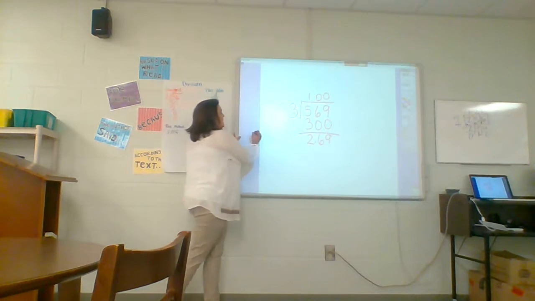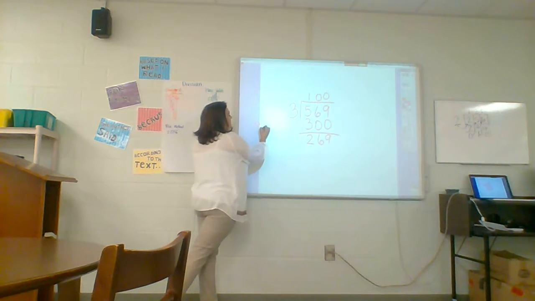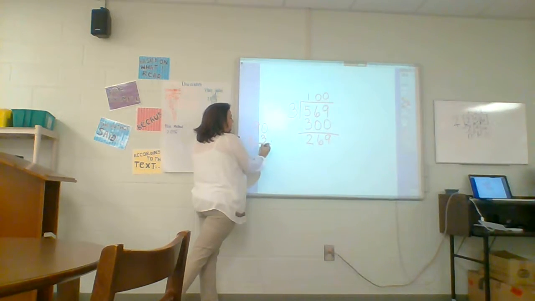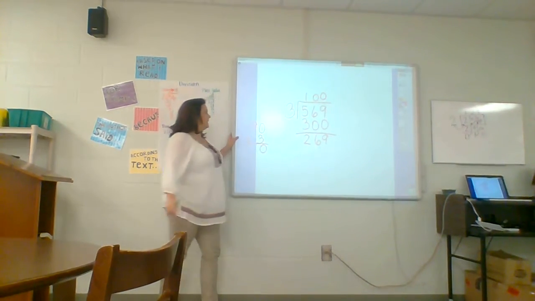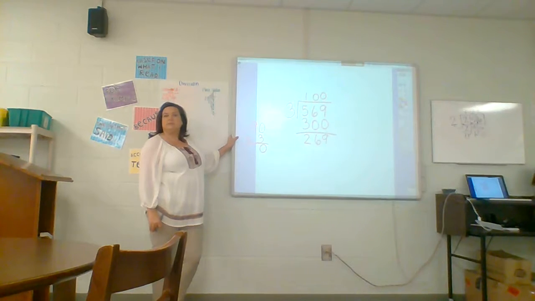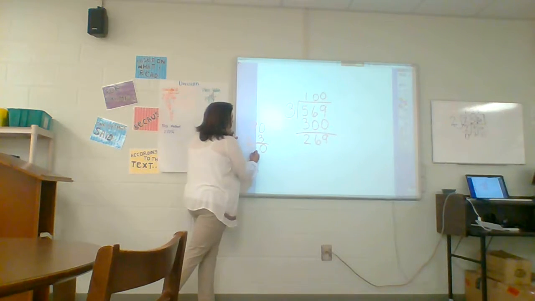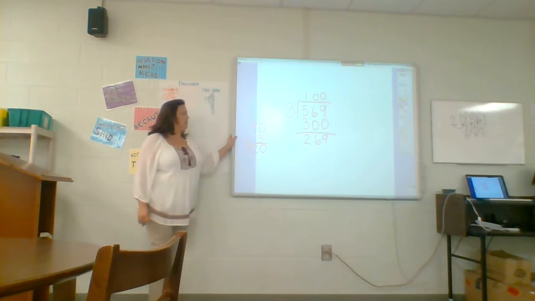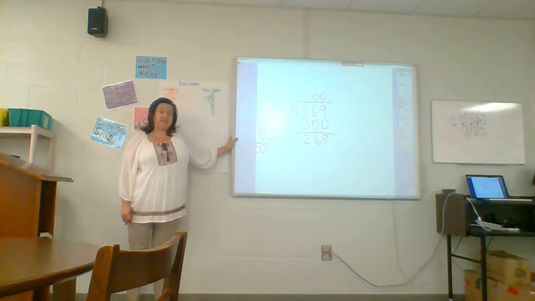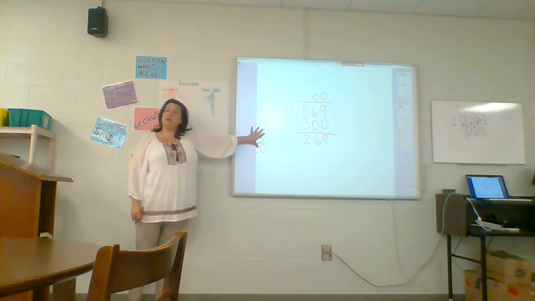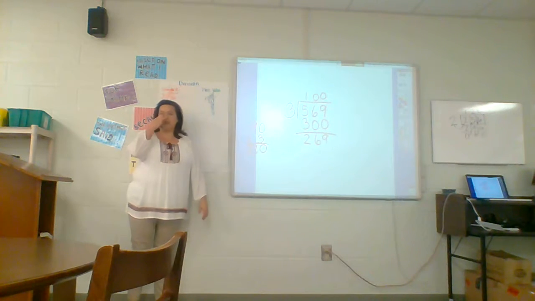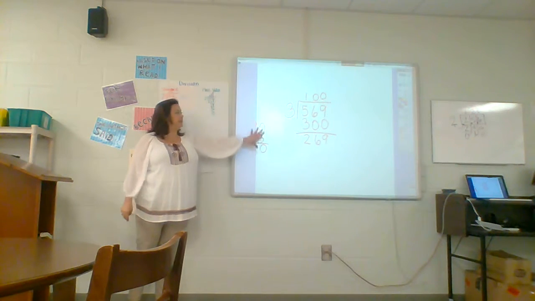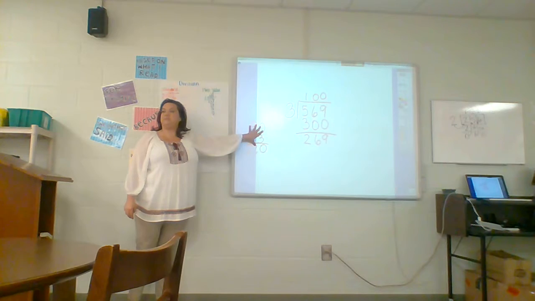Let's see, 3 times 90. What's that going to give me? 9 times 3 is 27. So that gives me 270. So that's a little bit too much, isn't it? 1 over. Well, let's try it with just our tens place, and let's try it with just 80.